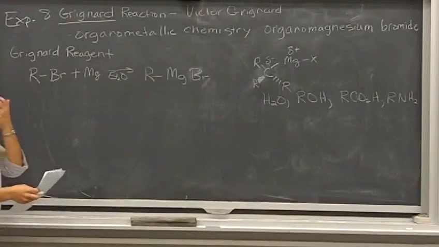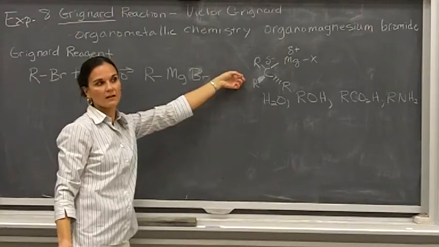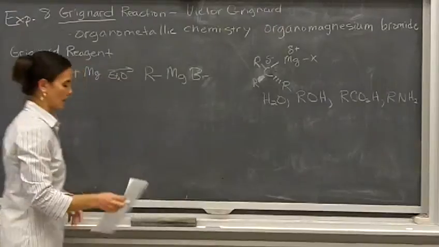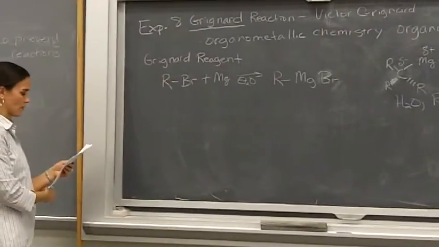And because of that, we can then use this to make a carbon-carbon bond. So that's another thing that doesn't happen super easily in organic chemistry, is making carbon-carbon bonds, okay? So it's a pretty important reaction as far as organic chemistry is concerned.